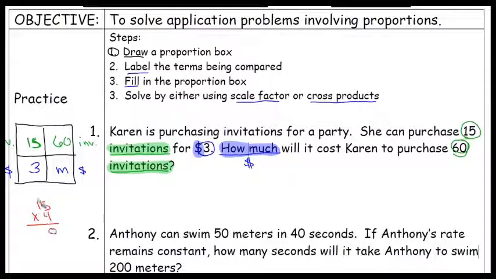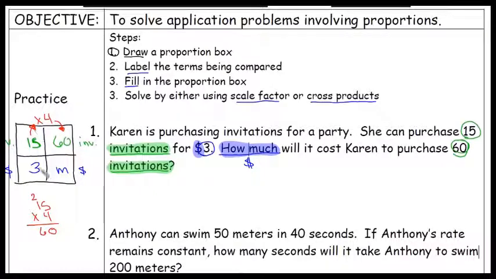4 times 5 is 20, carry the 2. 4 times 1 is 4, plus 2 is 6, so 60. Yeah, that gives me 60. So if I multiply this 15 times 4, and actually I'm not going to write that inside the proportion box, I'm going to write it on the top, times 4. If I multiply 15 times 4, I'm going to get this 60 right here, right?